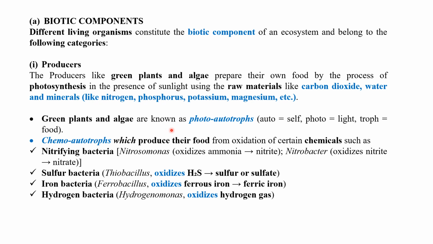Green plants and algae are known as photo-autotrophs because they prepare their food with the help of light. Autotroph means: auto means self, photo means light, troph means food. Next under the producers are the chemo-autotrophs, which produce their food from oxidation of certain chemicals, such as nitrifying bacteria. Nitrosomonas bacteria oxidize ammonia into nitrite, Nitrobacter bacteria oxidize nitrite into nitrate, sulfur bacteria oxidize H2S, hydrogen sulfide, into sulfur, iron bacteria oxidize ferrous iron into ferric iron, and hydrogen bacteria oxidize hydrogen gas. So these are the producers.